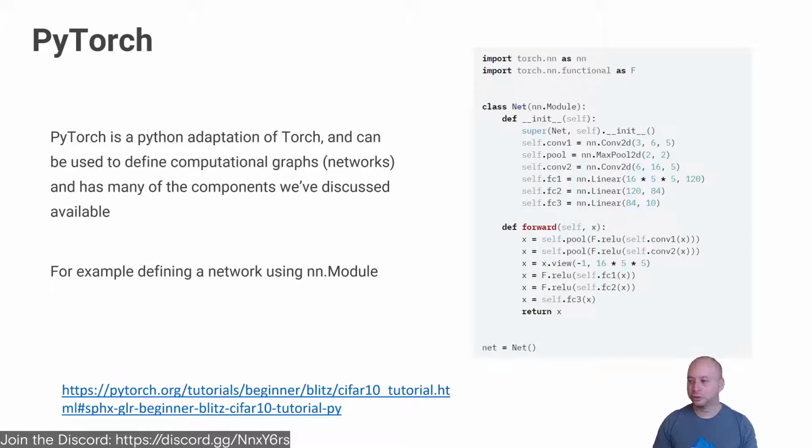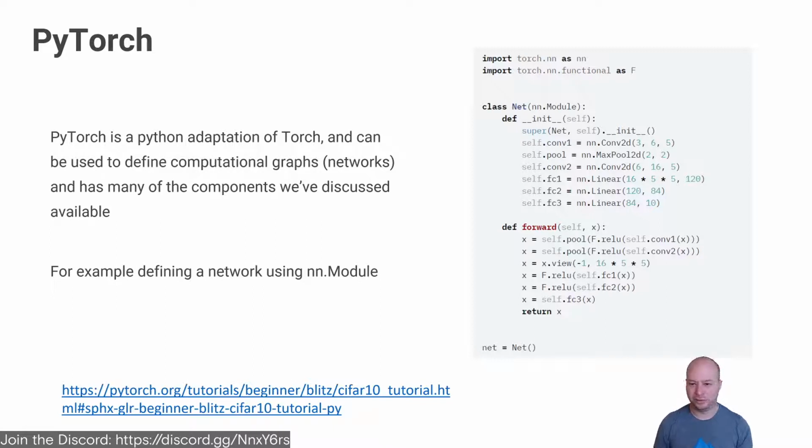So PyTorch is basically a Python adaptation of Torch. In the early days of machine learning, there were things like Caffe and Torch, and these were C++ frameworks, and then they got adapted with Python, and so PyTorch is the Python adaptation of Torch, which again, I'm new enough to this field, I don't really know much about the history of that. But what PyTorch does is it gives you the ability to set up these computational graphs, these networks as we've been discussing. It has many different components available that you don't have to really worry about how they work.